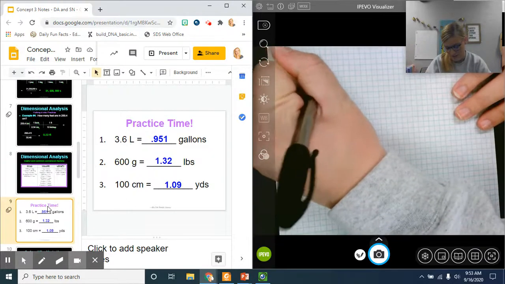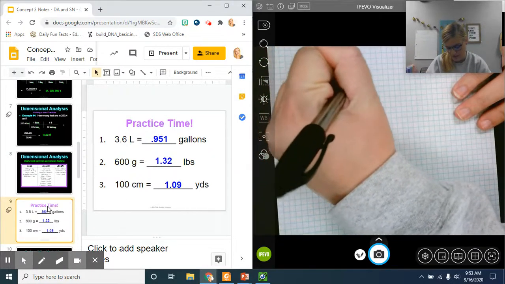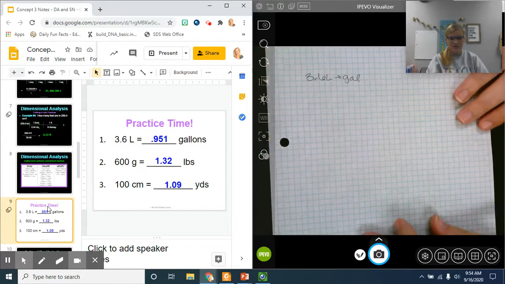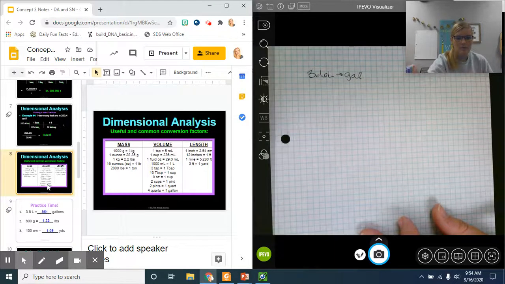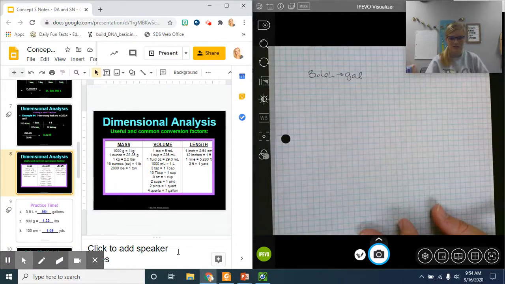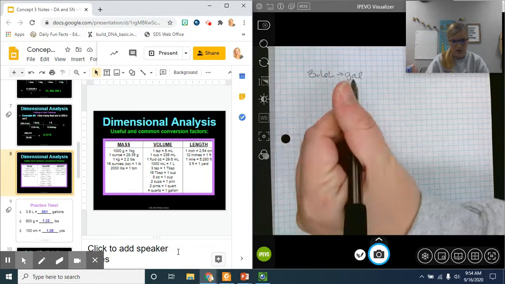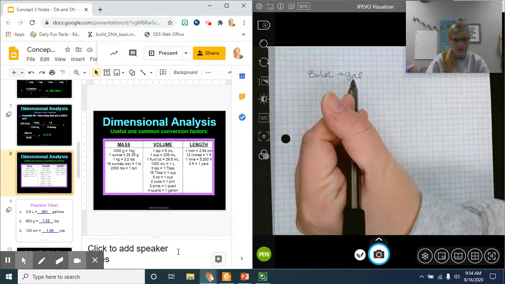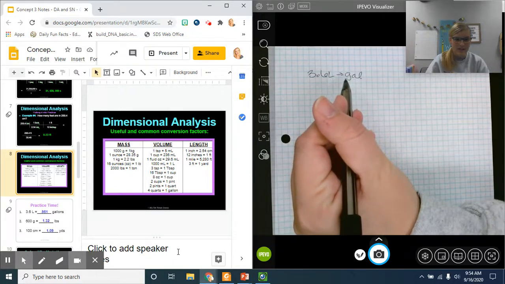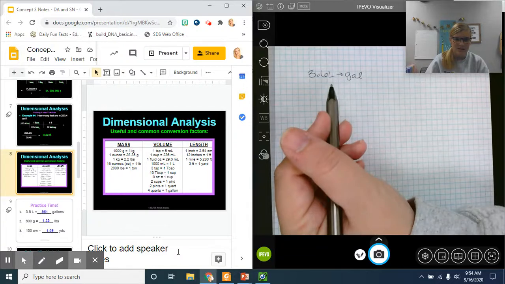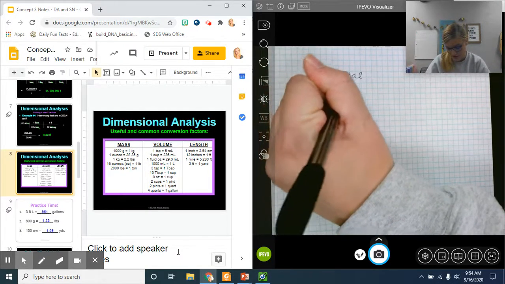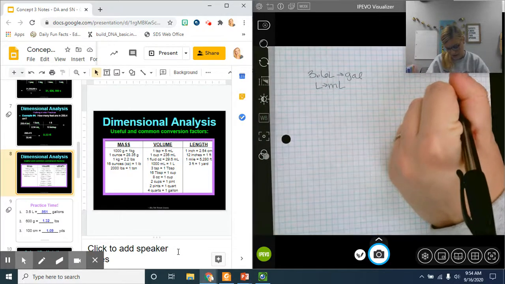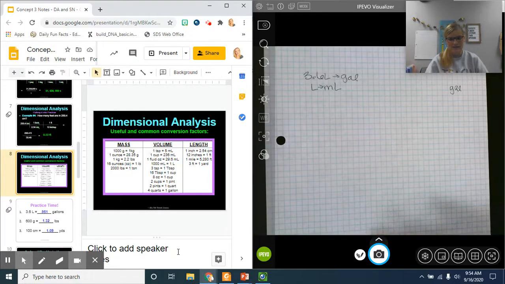So I'm going to start with 3.6 liters, and I know I want to get to gallons. The first thing I'm actually going to do is create a game plan for how I'm going to get from liters to gallons. And remember, my information is here on this conversion factor chart. So liters into gallons, I have to figure out what I have for both of those. So it looks like the only thing I have that equals liters is milliliters. So I'm going to go from liters to milliliters. My end result over here is gallons.